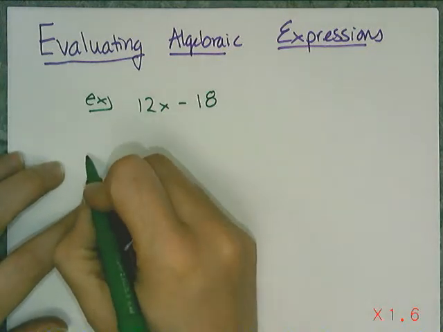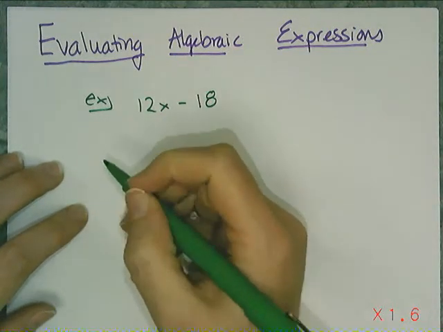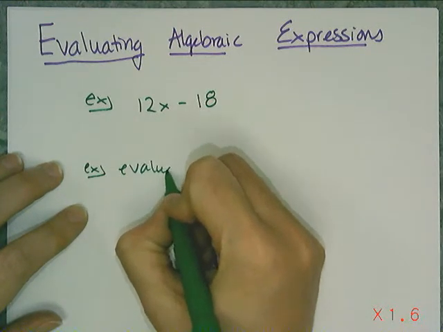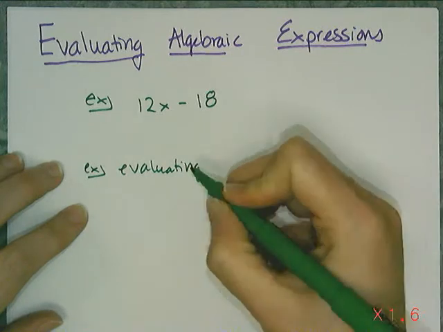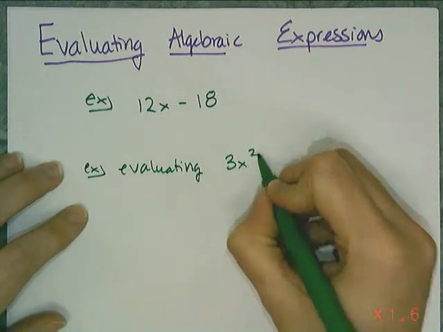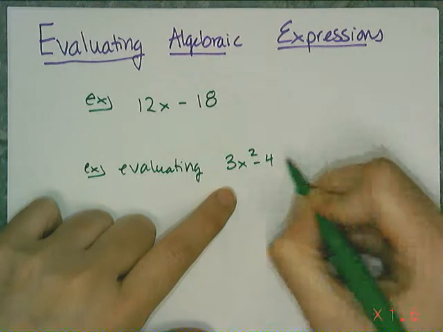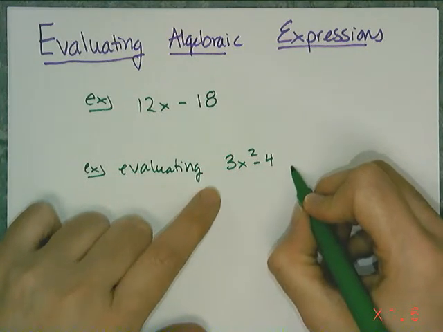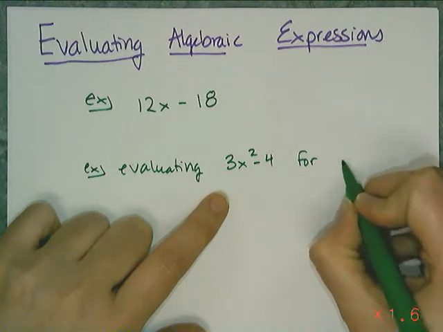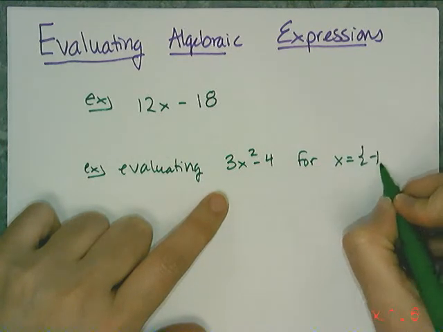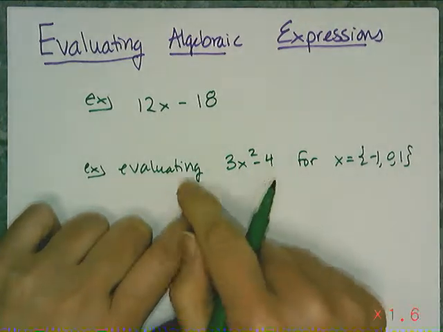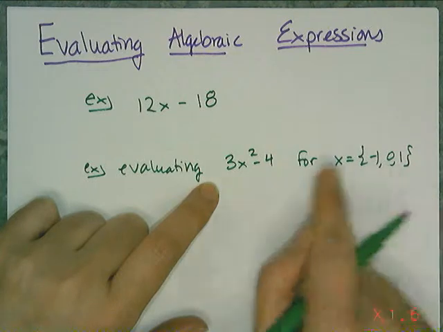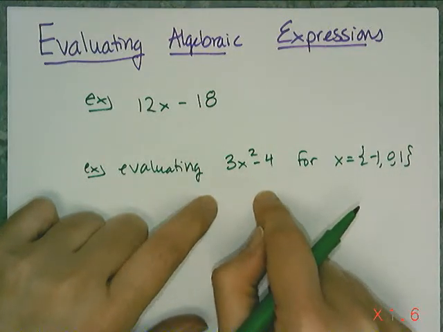Now, let's talk about evaluating them. Evaluating means I am going to give you a numeric value for the variable, and I'm going to give you an expression. So for example, 3x squared minus 4. If we're going to be evaluating 3x squared minus 4 for the x values -1, 0, and 1, what I'm asking you to do is, one at a time, plug in these three numbers into this expression and evaluate it.